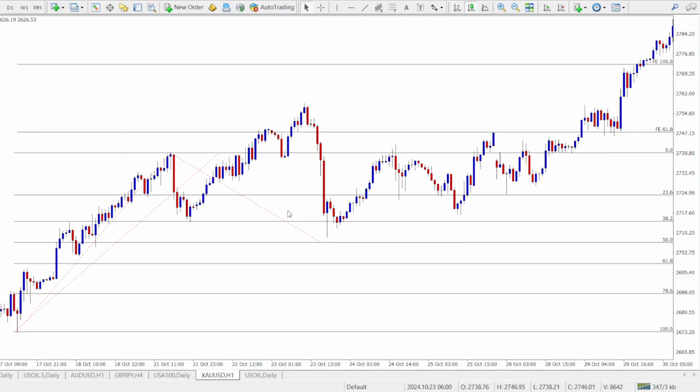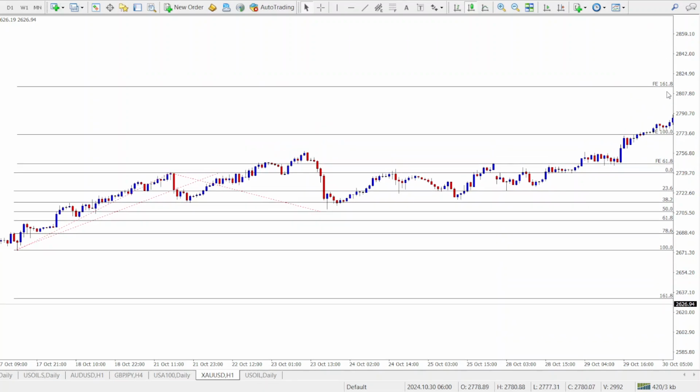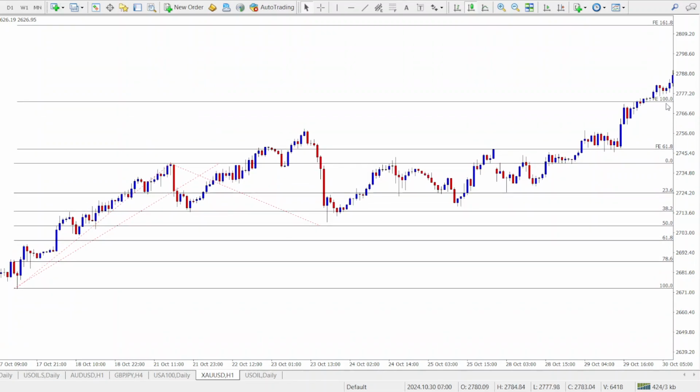So why does Fibonacci work? Markets are driven by psychology, right? And traders often react at these specific levels, creating patterns of retracement and continuation. Now these ratios, as we can see here: 100%, 78.6%, 61.8%, 50%, 38.2%, 23.6% for the retracements, right? And then 61.8%, 100%, 161.8% for the extension.